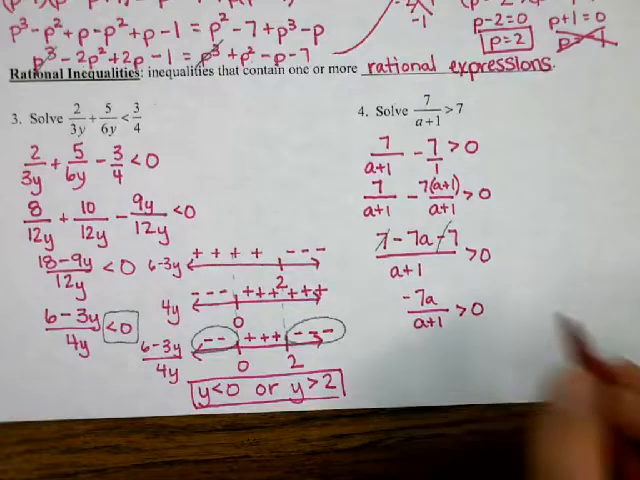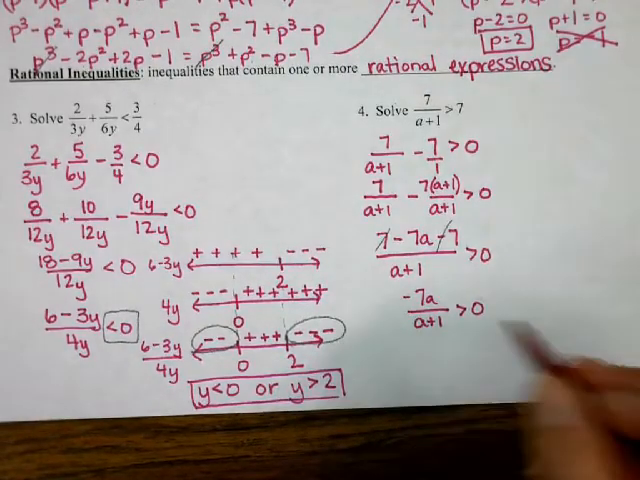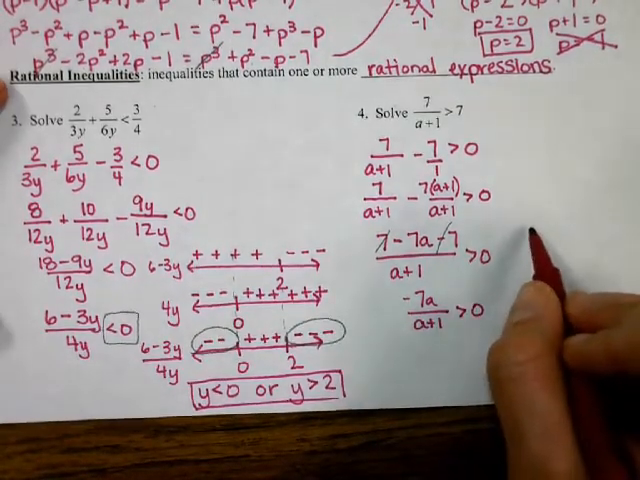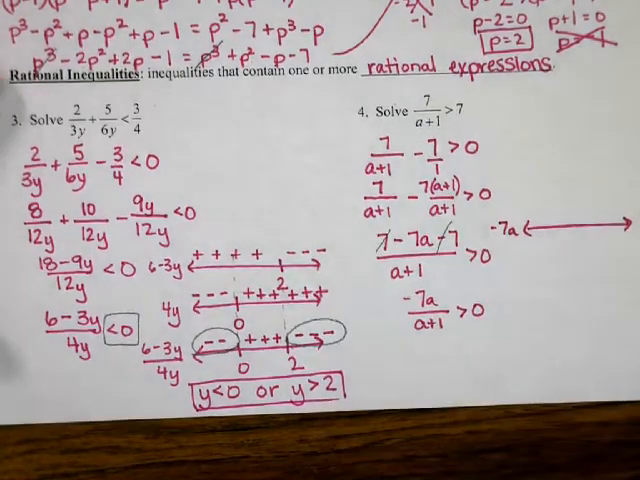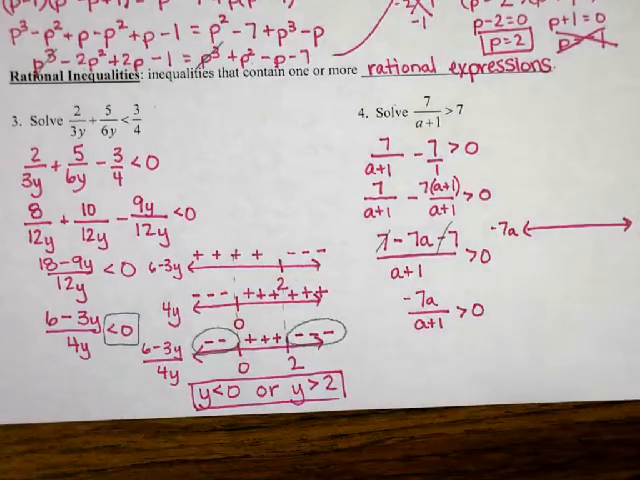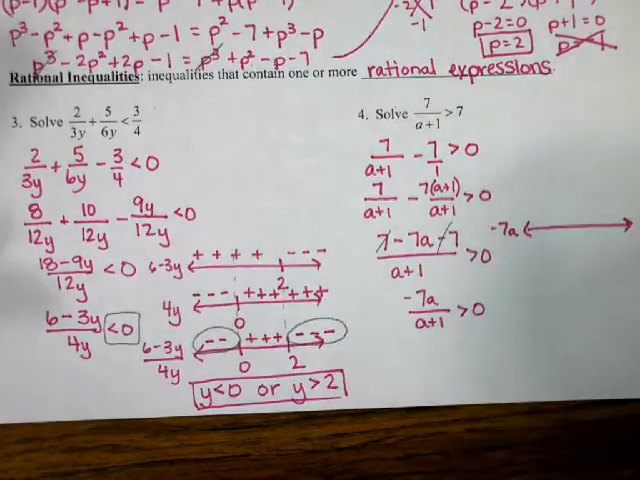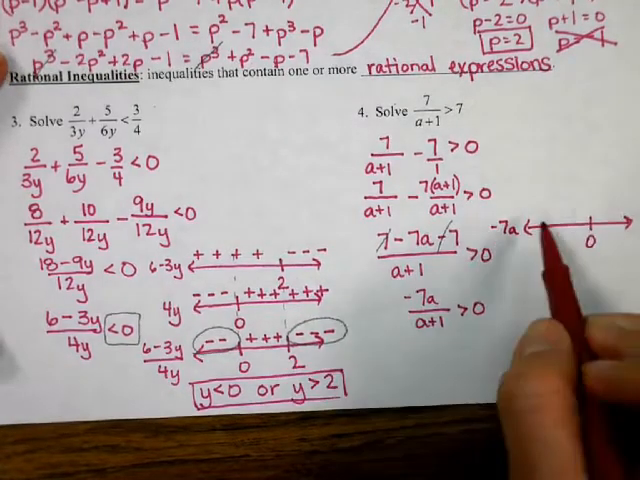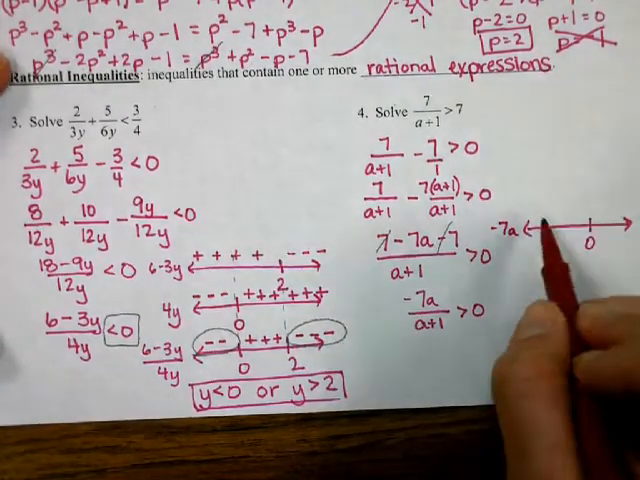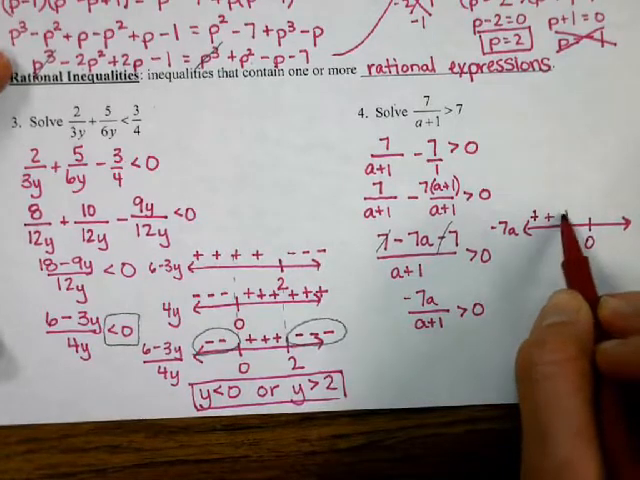All right, so first number line is my numerator. Okay, negative 7a. What value of a makes that 0? That would be 0. Numbers that are smaller than that, so if I plug in a negative 1, I would get positive values. Numbers to the right would be negative values.